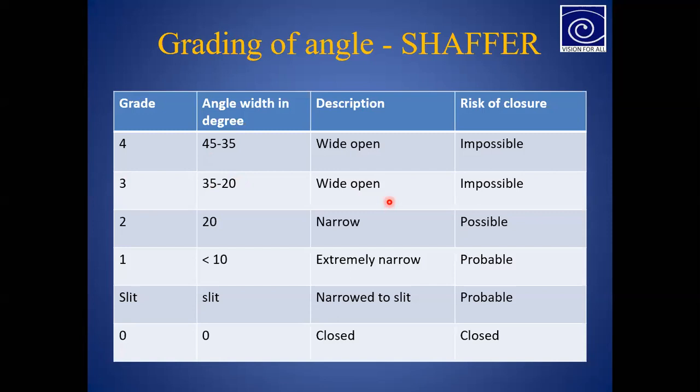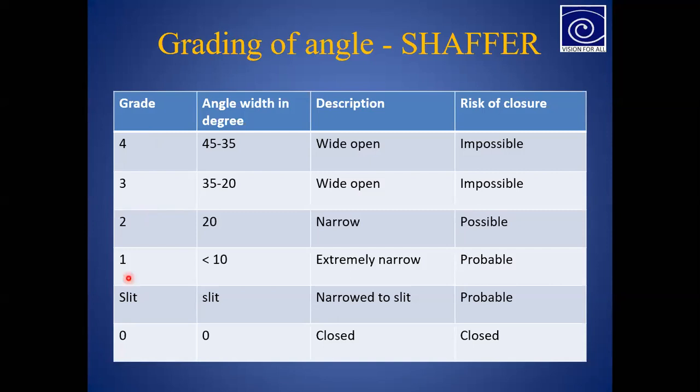Okay, and if the patient is having grade 2 angle structures, so what angle structures will be missing in grade 2? Anyone? Sir, scleral spur and ciliary body band. Yeah, scleral spur and ciliary body band will not be visible in grade 2.